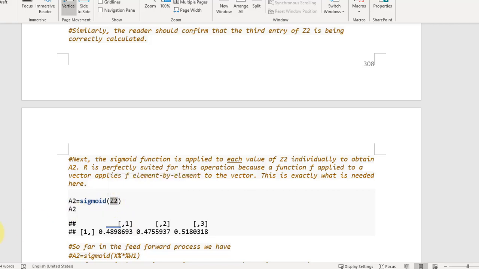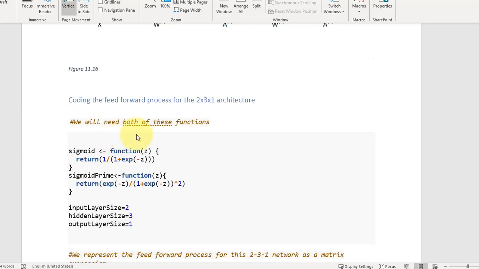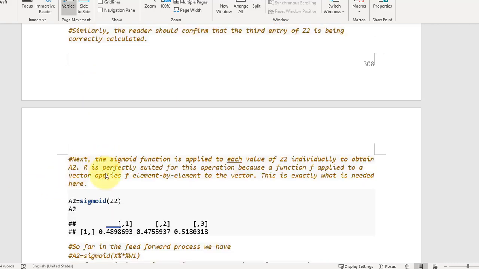And by the way, I didn't mention that, but up at the beginning, we said we're going to need these two functions. I'll just go back there. So this is at the beginning of the feed-forward discussion, and I said we'll need both of these functions, sigmoid and sigmoid prime. So we define them here so that we can use them down below. So we use them right here.